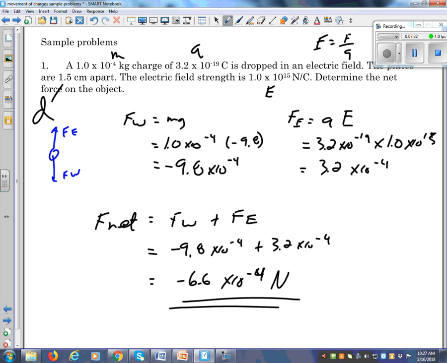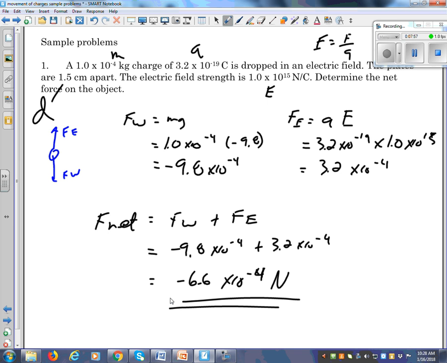Okay, so all we did there was find those two individual forces, Fw and Fe, and add them together. Determine the net force on the object. We solved the problem. So the times 10 to the minus 4 and times 10 to the minus 4 is the same. When I just do it, it's 9.8 plus 3.2. Yep, and then you still have to add the times 10 to the minus 4.